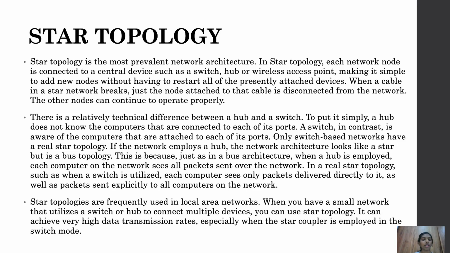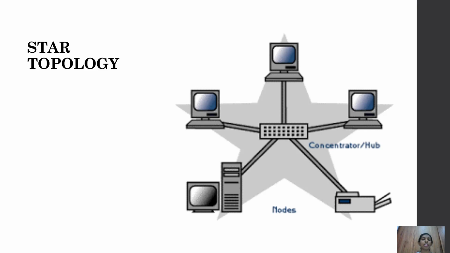Star topologies are frequently used in local area networks. When you have a small network that utilizes a switch or hub to connect multiple devices, you can use star topology. It can achieve very high data transmission rates, especially when the star coupler is employed in the switch mode. This is the diagrammatic representation of a star topology.